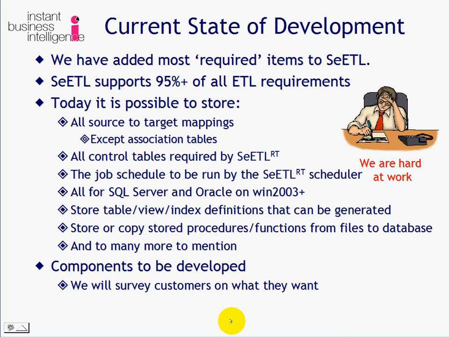So all source to target mappings with the generation code does not perform association tables, and we have to fix that. All the control tables required, all the jobs required, everything runs on Win 2003 up. We've just upgraded our development environment from 2003 to 2008, so we're going to drop support for 2003 in the not too distant future.